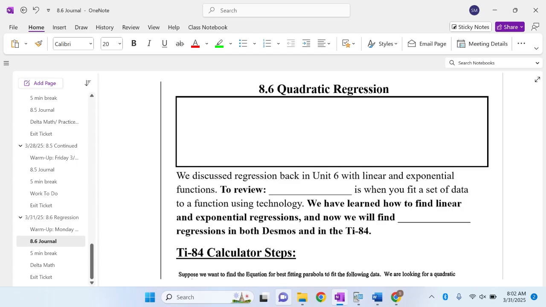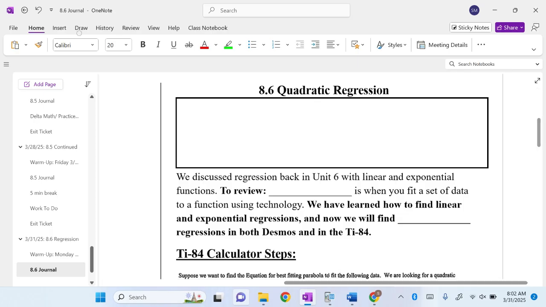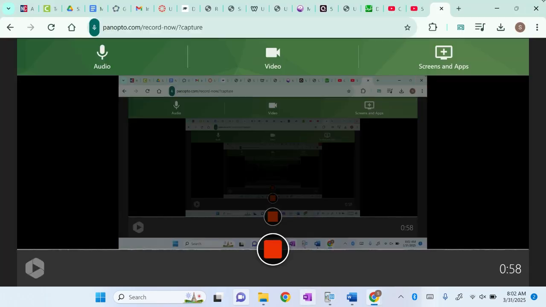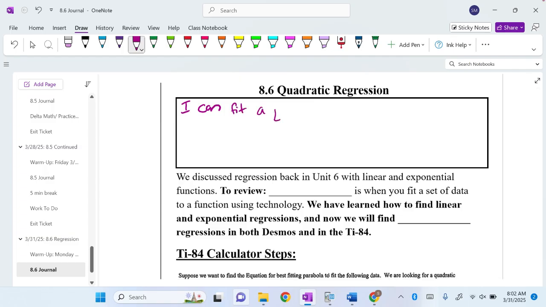All right. So let's look at your journal. So first off, we got your I can statement, which is, I can fit a quadratic regression model to a set of data using technology.